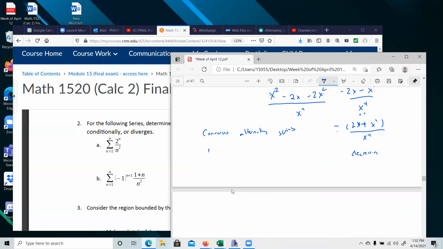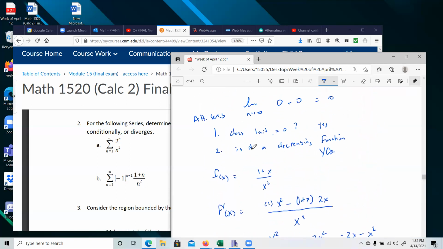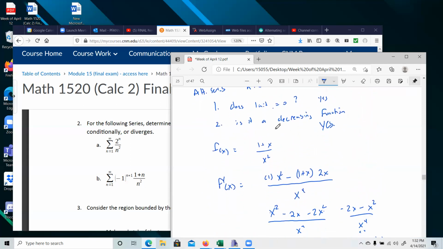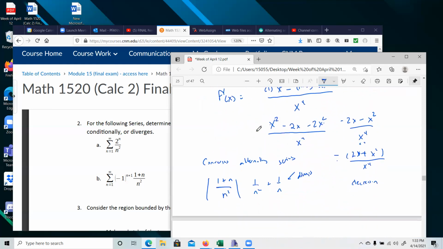Does this converge if I just have the absolute value? Well, this is 1 over n squared. That part converges, but this is 1 over n, which is the harmonic series. That diverges. So the absolute value of this thing does not converge. It does converge, but only because it's an alternating series. So that's what we have for that one.